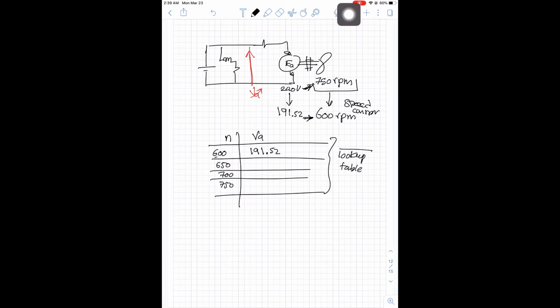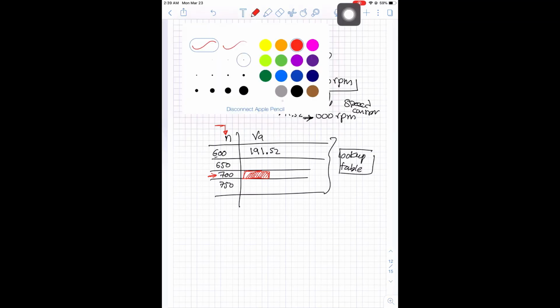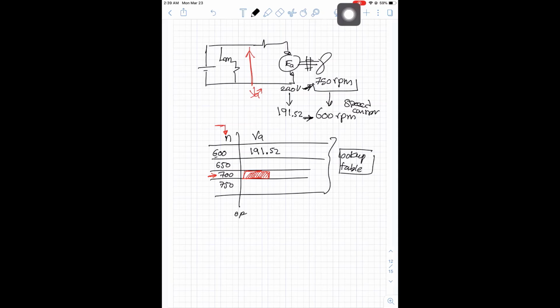And you can program this lookup table into your microcontroller. Your microcontroller will read the input speed, what is the speed that the user needs, and will go into the lookup table and find the voltage which will give us this speed. The microcontroller will output this voltage to the armature, which will reduce the speed. This is called open loop control. And to do this open loop control, you need a full understanding of the circuit, which has to be accurate, and your equations have to be accurate.